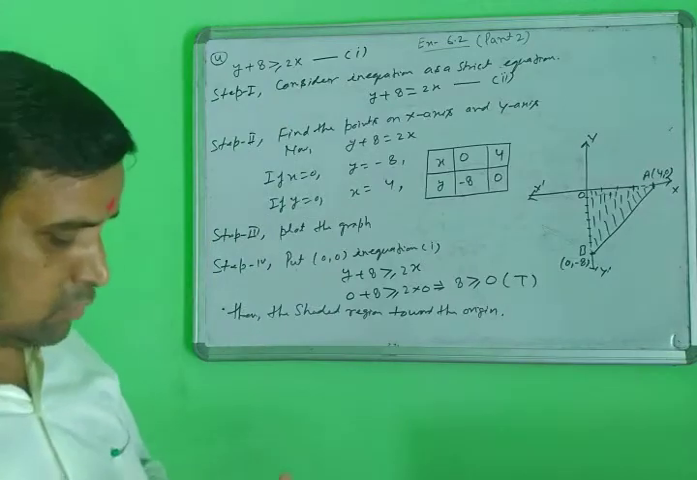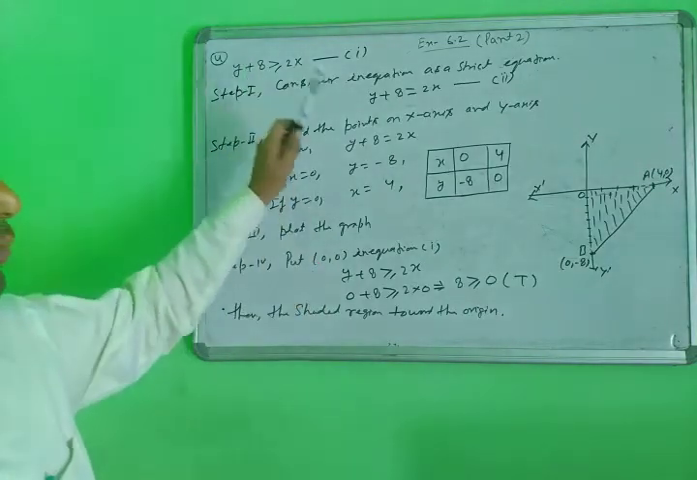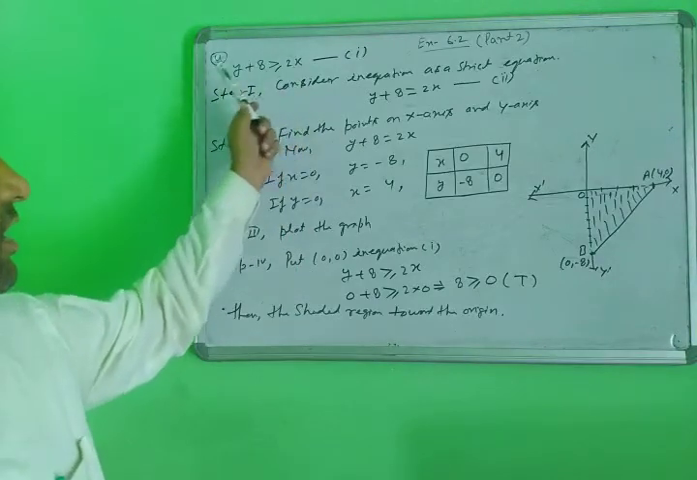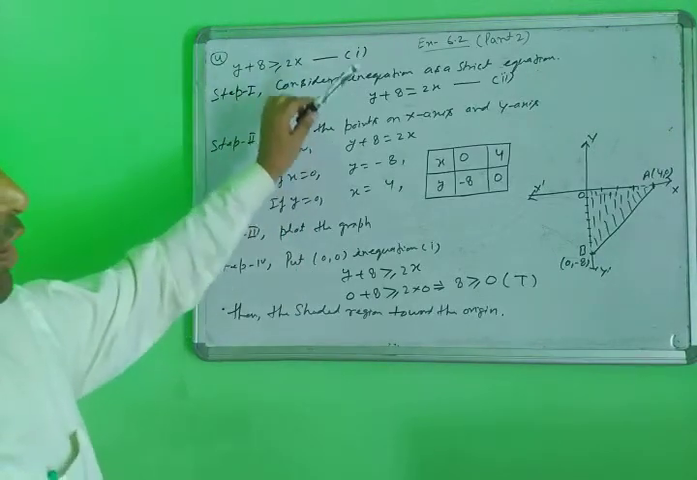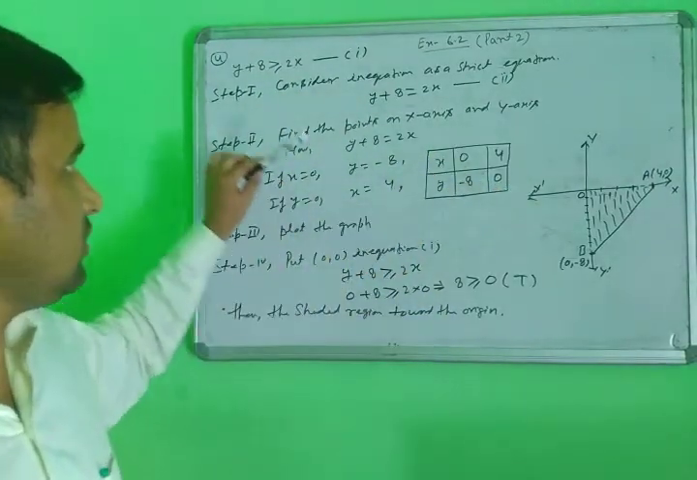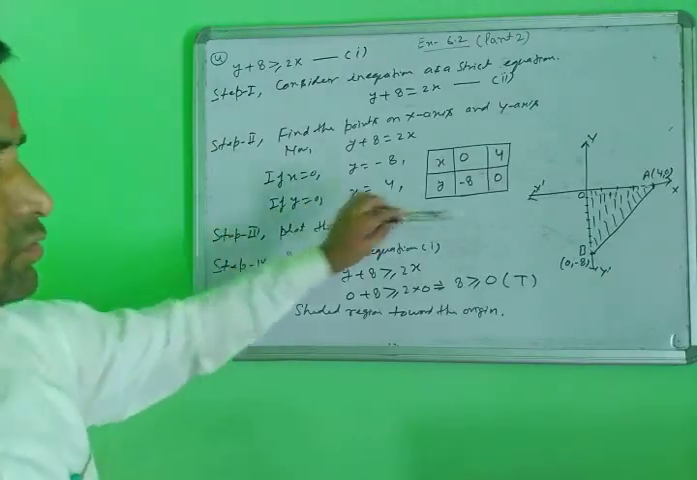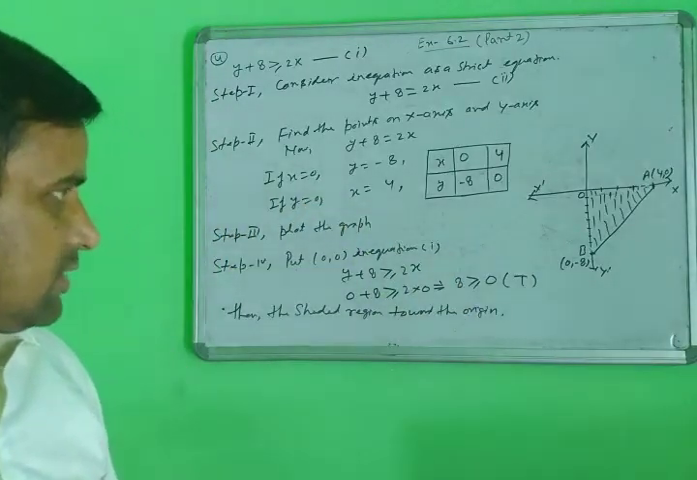According to this way, you can solve every question. Suppose your condition changes to less than or equal to, or x, y, z, it does not matter; you solve in this same way. Every question has four steps to find the solution. Yes, note it down, then next question.